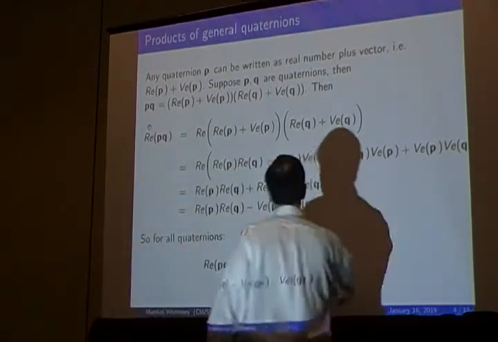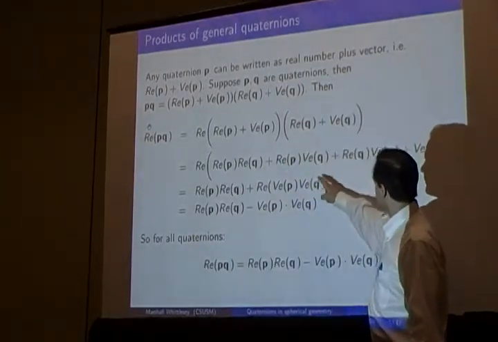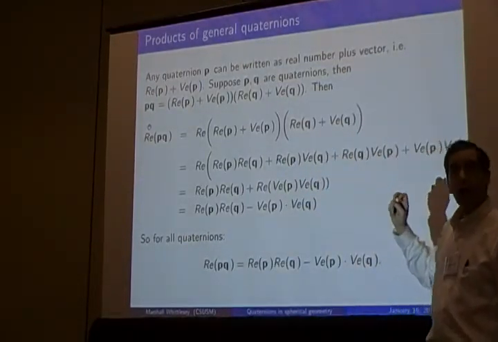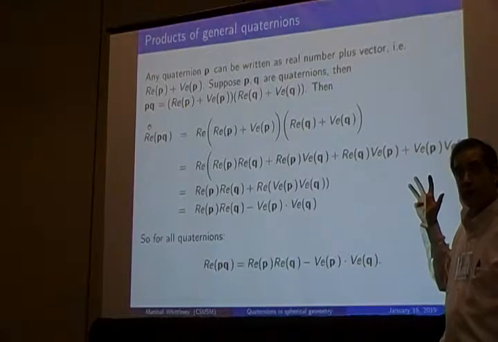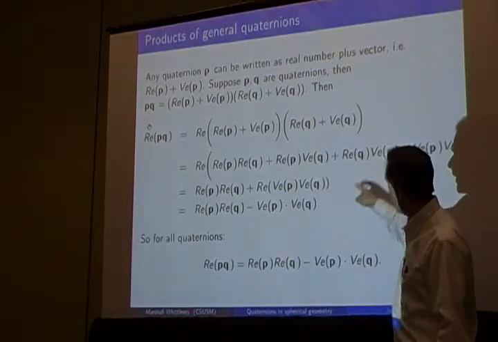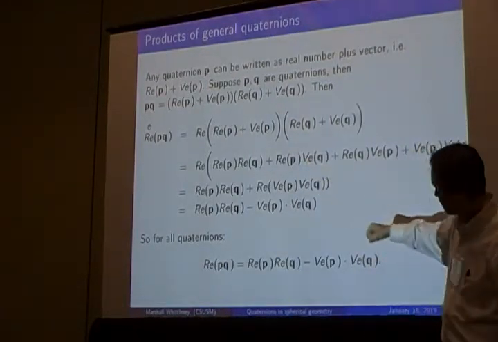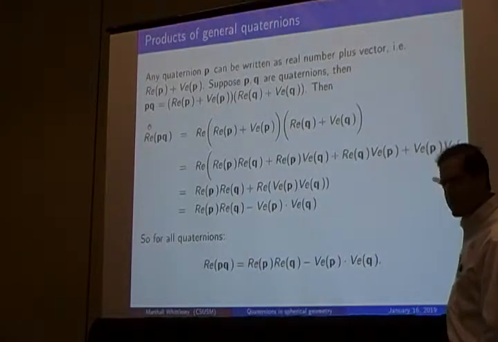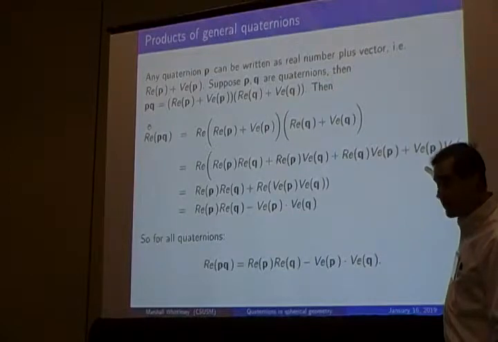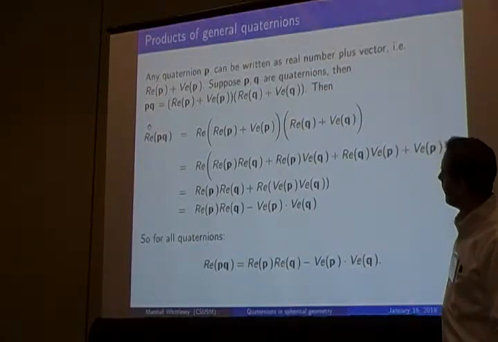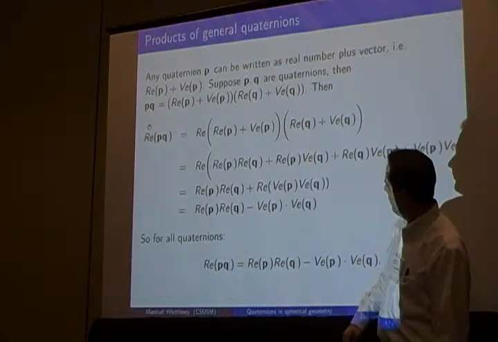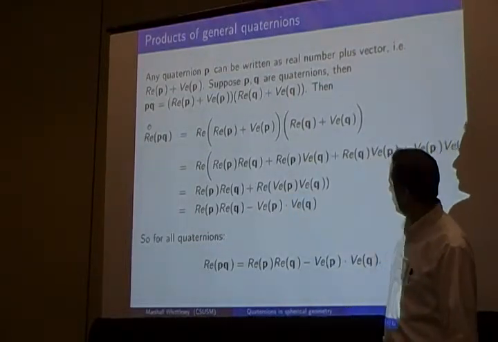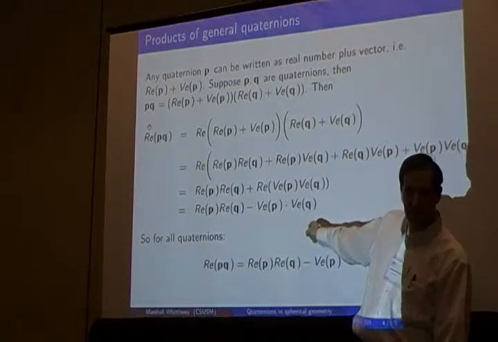The second two terms are a real number times a vector and a real number times a vector. Those are pure quaternions, so I have no real parts. The real part of each of those is 0. And then the last part is the product of a pure quaternion and a pure quaternion, just the product of two vectors. Well, we saw on the previous slide that if you take the real part of the product of two pure quaternions, that's just minus the dot product.